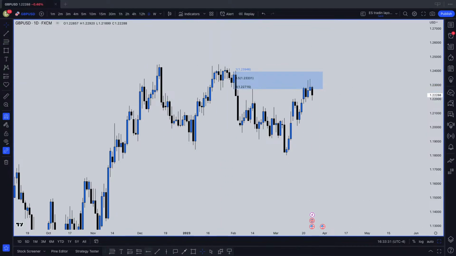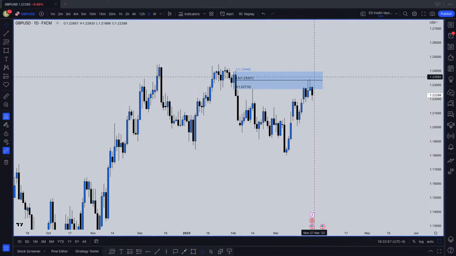So the mean threshold is the 102.331 level. So yeah, that's close enough. So the mean threshold level, look at how price bumped it once more, and then rejected lower off it. So we didn't get a close above this key level.